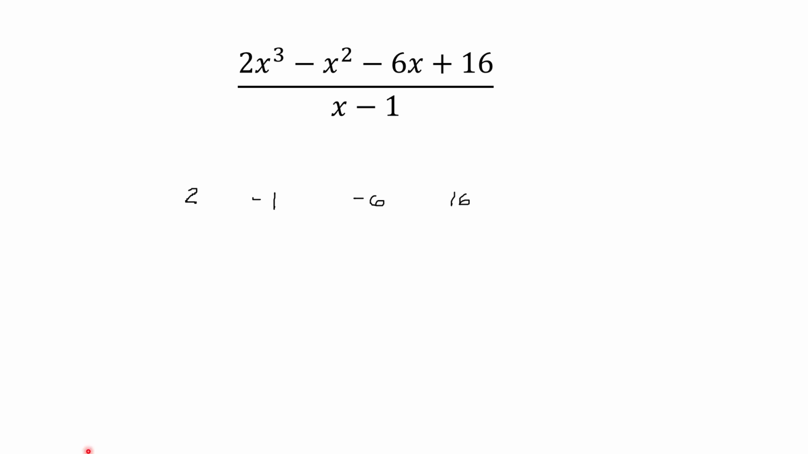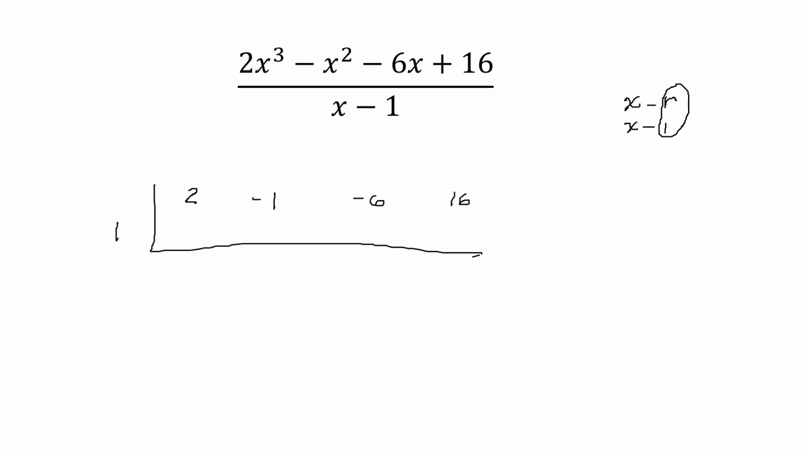Okay? Next, the divisor x minus 1 is in the form x minus r. Our divisor is x minus 1. So our r must be written here outside. So that's 1. So let's write it here. 1. Okay? Next, in synthetic division, what we do is we multiply and we add. Again, we multiply and we add.